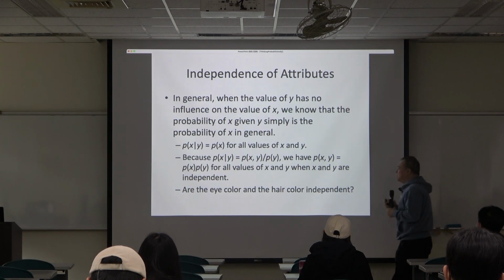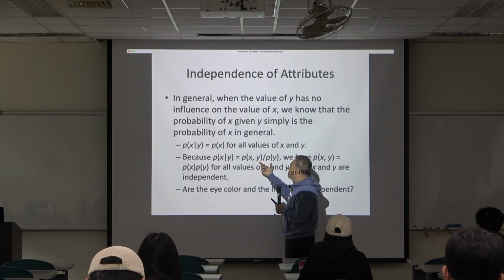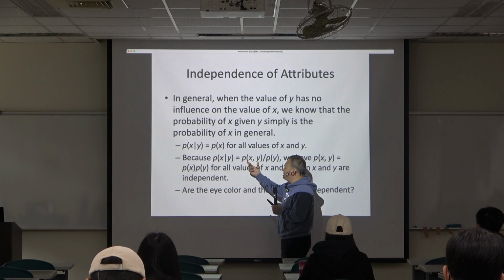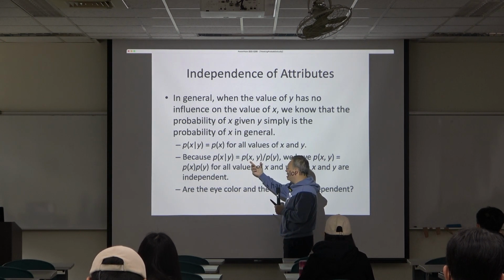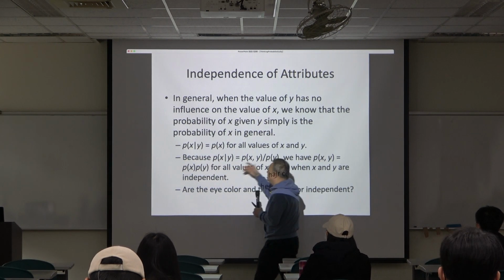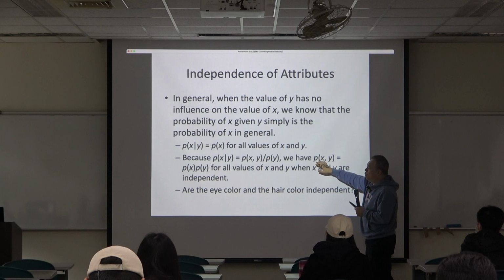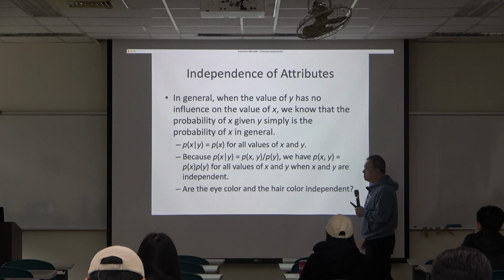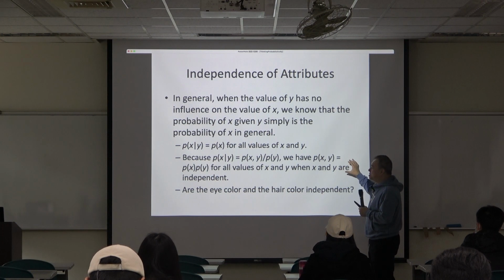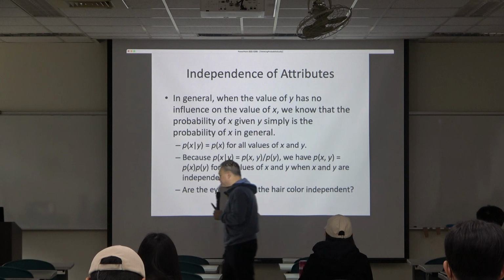Also, because p of x on condition of y can be written as the joint probability of x and y divided by p of y, if you put this together, it tells you that the joint probability of x and y will be p of x times p of y for all values of x and y if and only if x and y are independent, because these two statements go both ways.